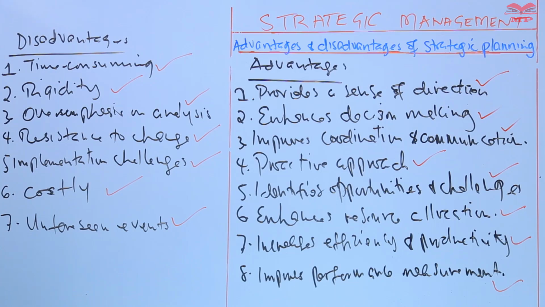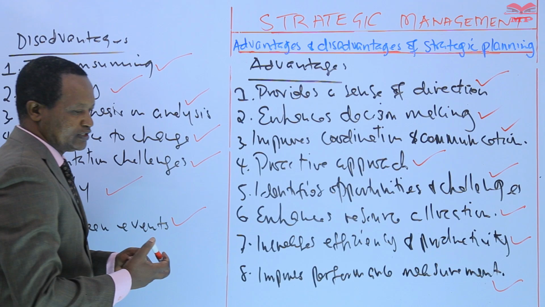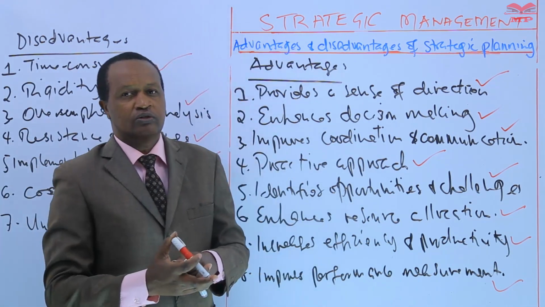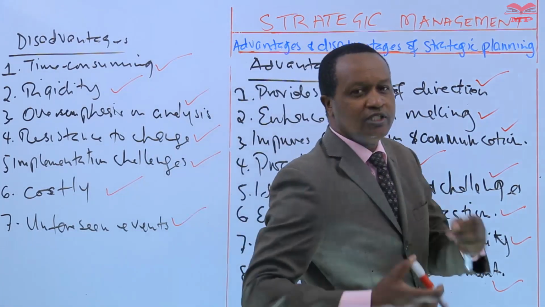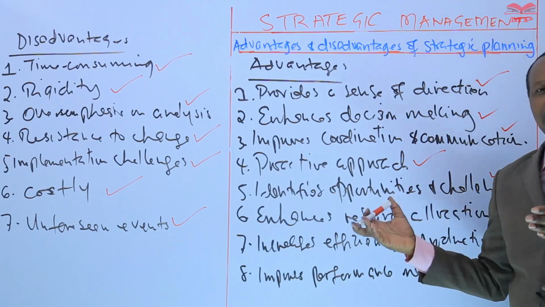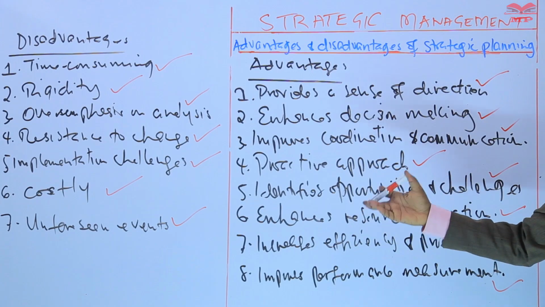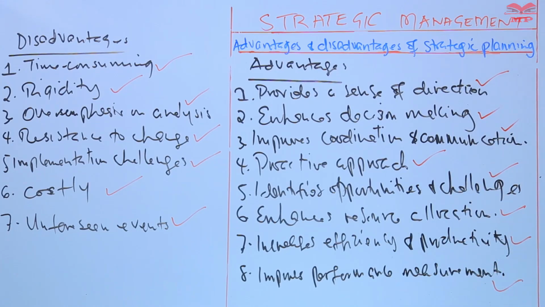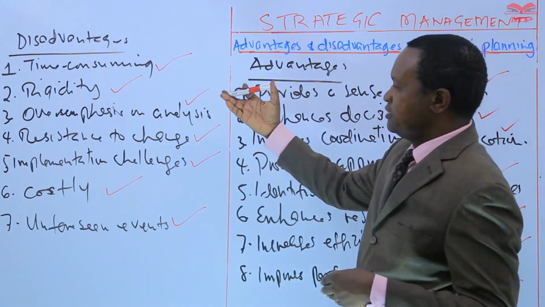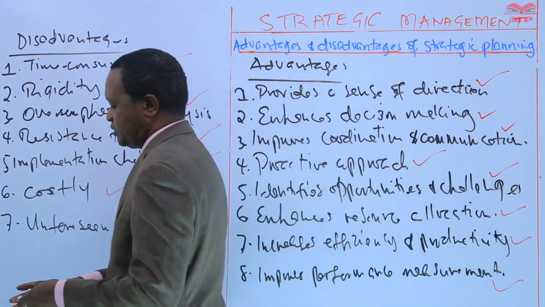So candidates, that's all. And we can say that strategic planning, as much as it may have disadvantages, also has advantages, and it is a valuable tool for organizations, but it's important to be aware of its potential drawbacks. And by understanding both the advantages and disadvantages of strategic planning, organizations can make informed decisions about whether and how to engage in strategic planning, maximizing its benefits while mitigating the disadvantages.